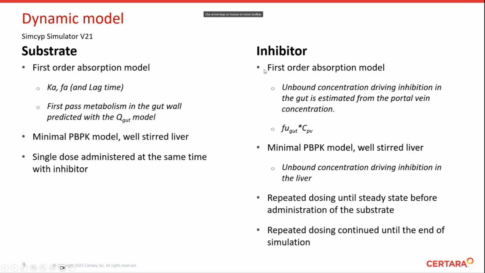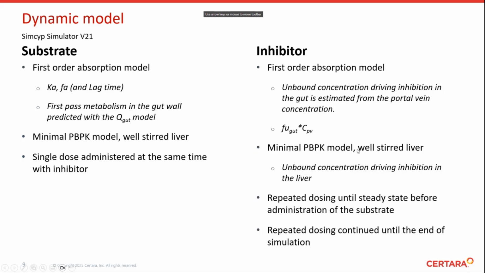For the inhibitor, a first order absorption model was used. That model derives the driving concentration for inhibition in the gut wall, estimated from the portal vein concentration, so that is the portal vein concentration times the fraction unbound in gut. That also points out that the portal vein concentration will be dependent on any accumulation of the inhibitor in the body after repeated dosing.